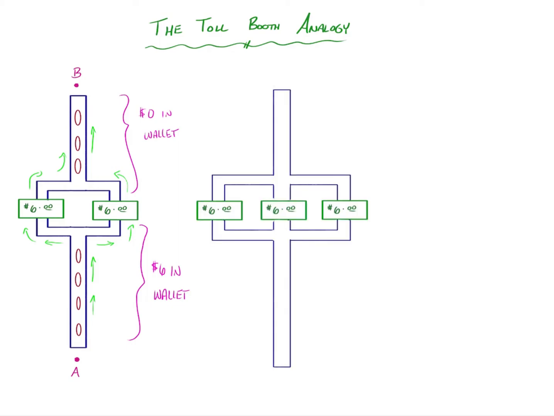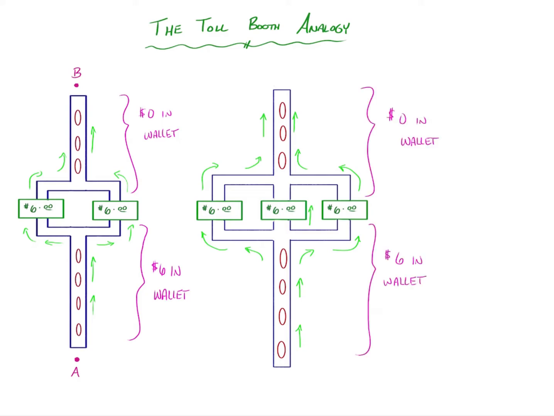If we expanded and added another lane, we still have to charge $6 because despite the extra option, cars only go through any one lane. And once again, prior to choosing a lane, I'll have $6 in my wallet, and no matter which I choose, after I pay my toll and travel through, I will have $0.